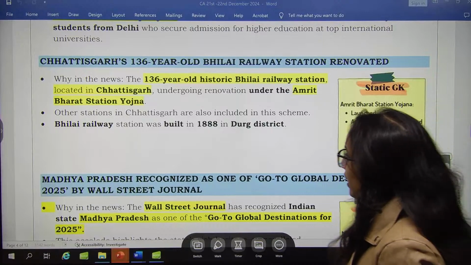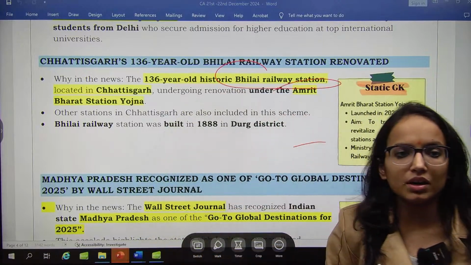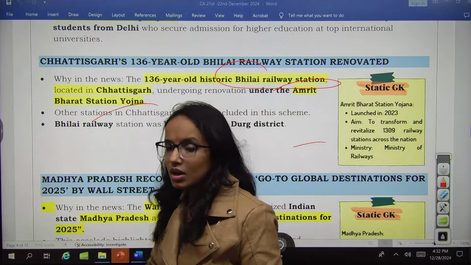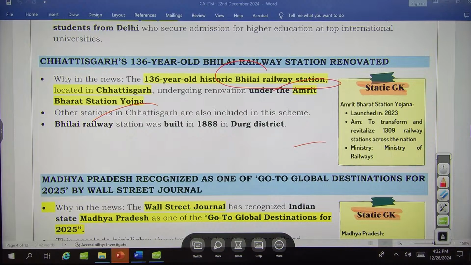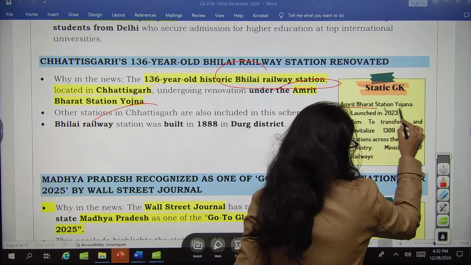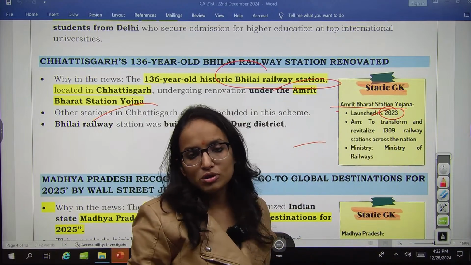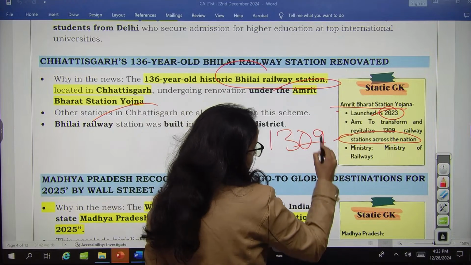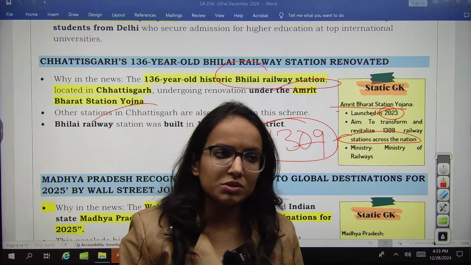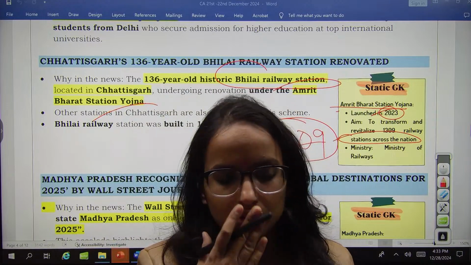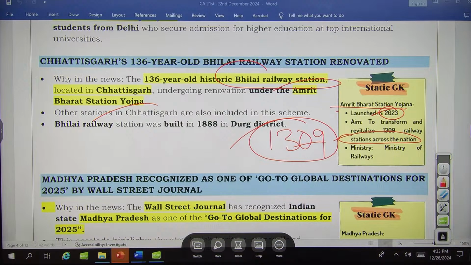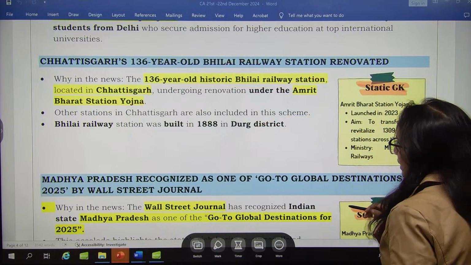Then next one you have, there is the 136-year-old historic Bhilai railway station in Chhattisgarh. Bhilai railway station in Chhattisgarh is undergoing renovation under Amrit Bharat Station Yojana. So Amrit Bharat Station Yojana also becomes important. What is this Amrit Bharat Station Yojana? Amrit Bharat Station Yojana was launched in 2023. Aim is of course to transform these railway stations across the nation. How many? 1309. Remember, 1309 railway stations. Of course, launched by Ministry of Railways. So they want to transform these railway stations. And under this, Bhilai railway station is also there.